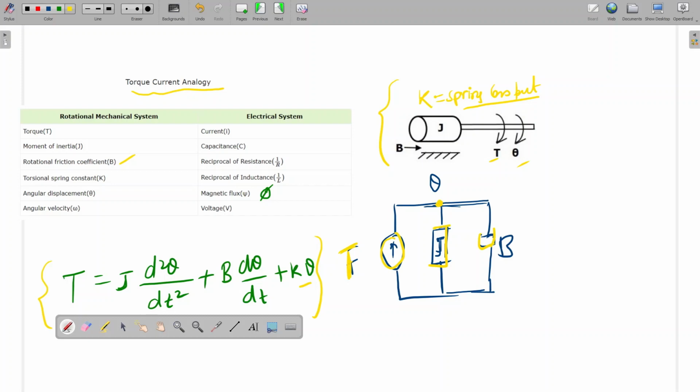Is it clear? Should I move further? Same as force in linear motion, this is rotational motion. Is it clear to all? Should I move further? Can anyone write in the chat box?